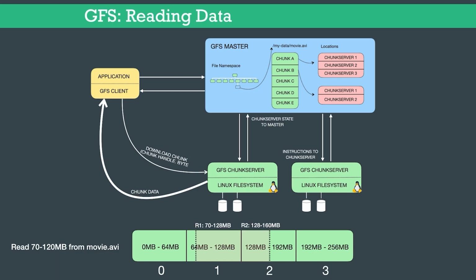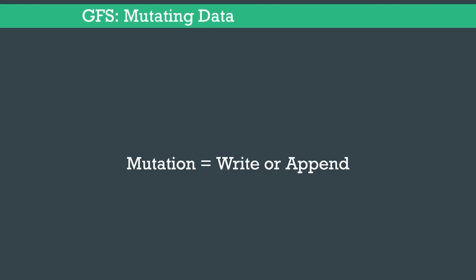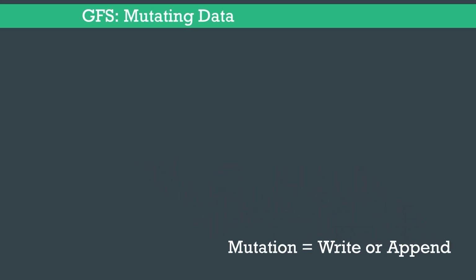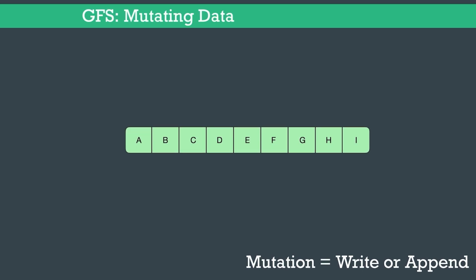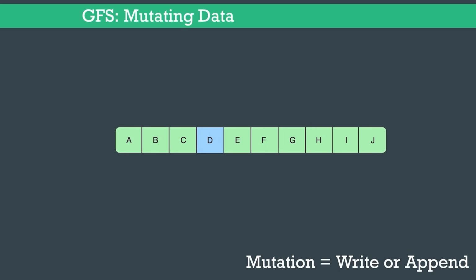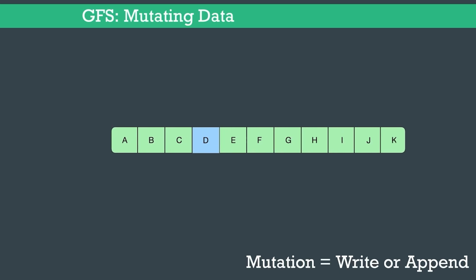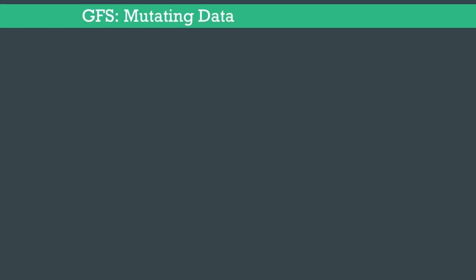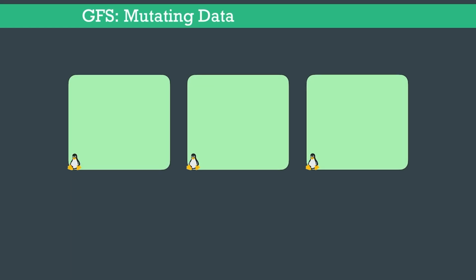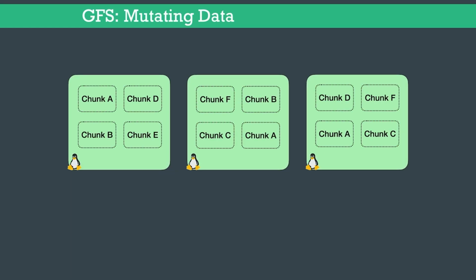We've seen how reads work, but what about writing? Let's talk about mutations, which are operations that change the contents or metadata of a file, such as write or append operations. Write is an operation that changes data at a specific offset of a file, while append adds data at the end of the file. When mutating data in GFS, we have to ensure that it's mutated on all replicas since each chunk's data is stored on multiple chunk servers.